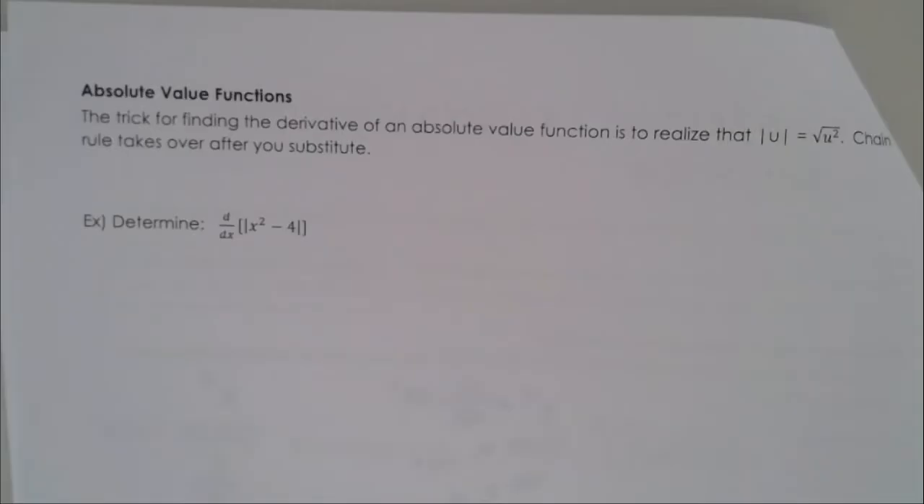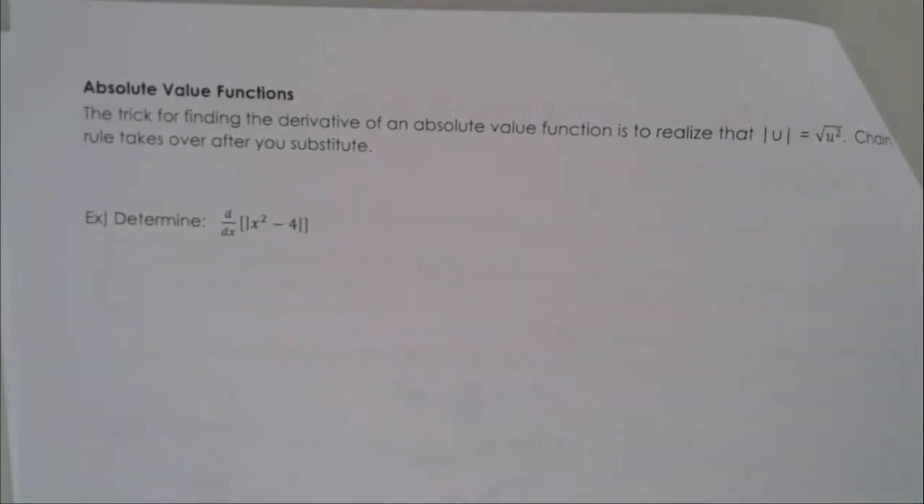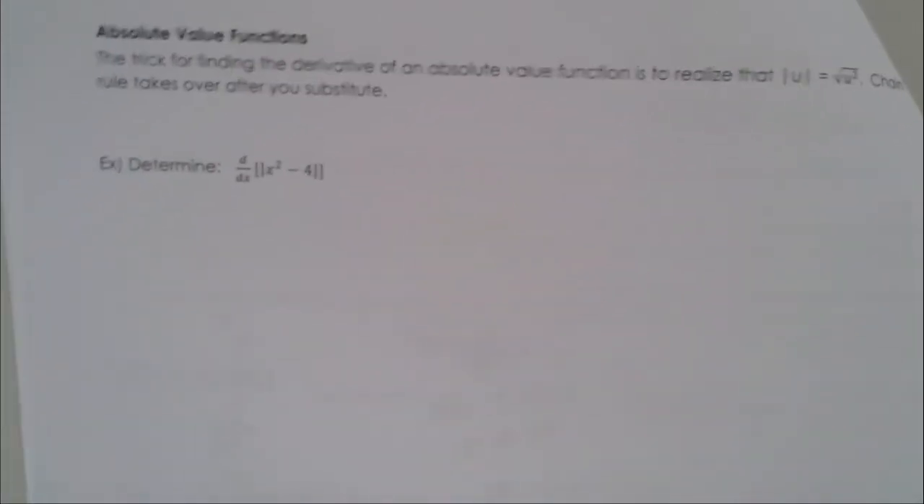So the trick for finding the derivative of absolute value is to realize that absolute value is simply whatever that inside is, it's the square root of that squared. Chain rule takes over after you substitute. So let me show you what I mean. So we know that when we take the square root of something, it is that plus and the minus. That's where it's going to get you the positive and the negative for your square root.